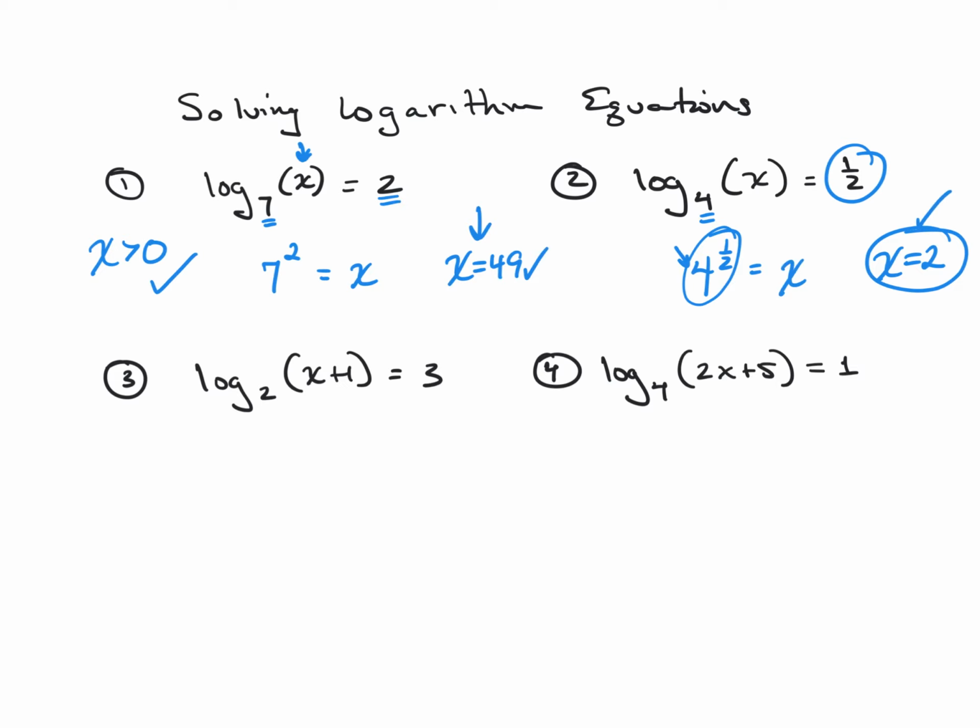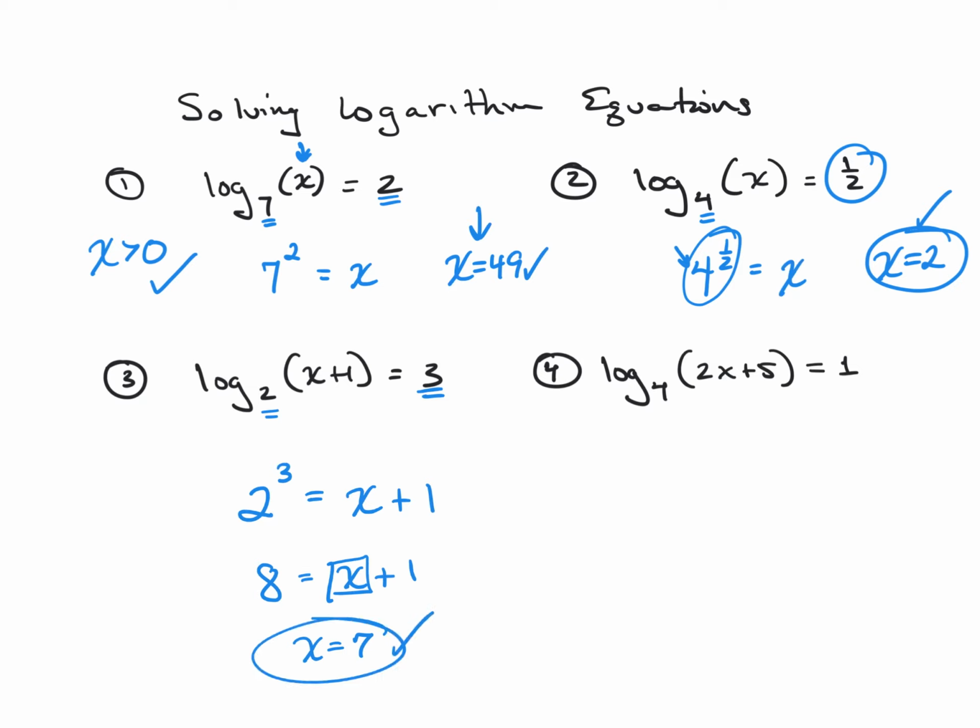On to the next problem. So I have log base 2 of x plus 1 equals 3. My base of my exponential function is 2. The exponent is 3, and that is equal to x plus 1. So 2 to the 3rd power is 8. x plus 1 equals 8, doing some quick mental math, x must equal 7. And because x equals 7, I'm done, because that value also follows our rule that x must be positive. Okay, on to the next one.